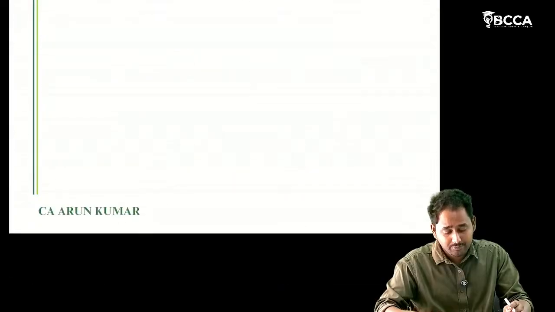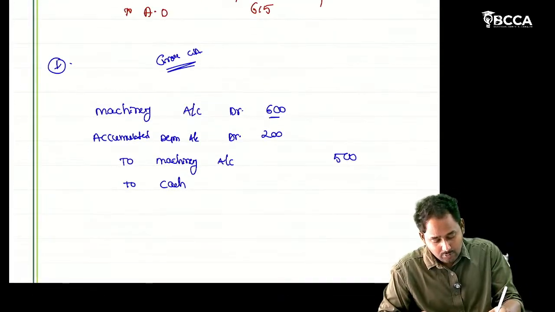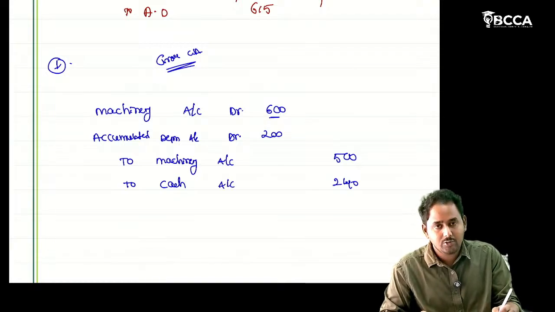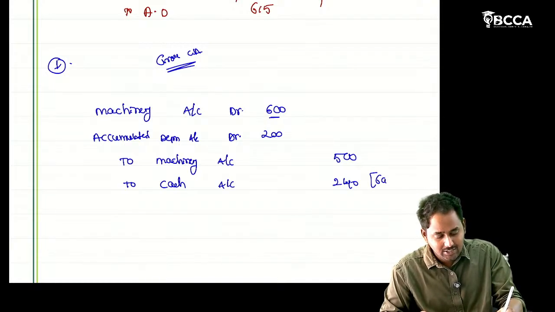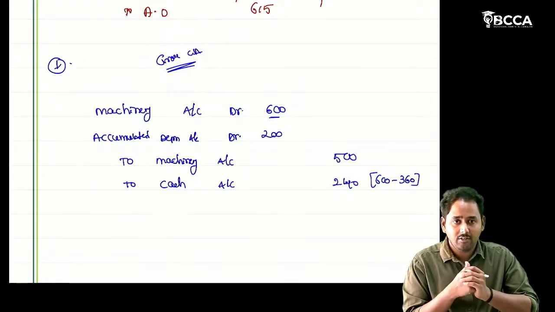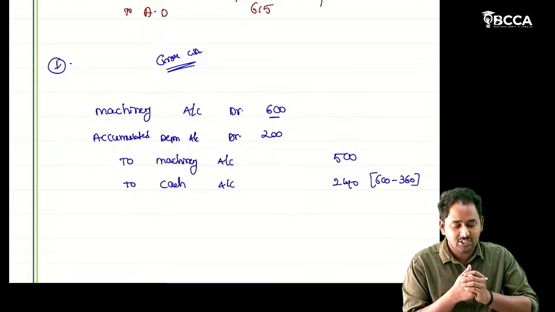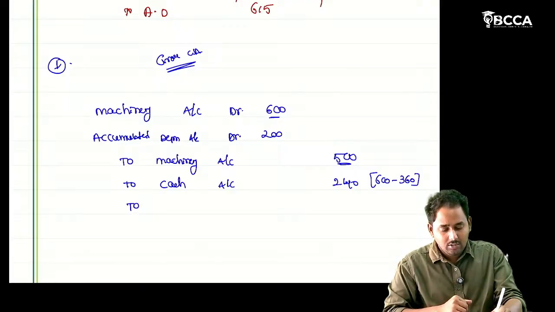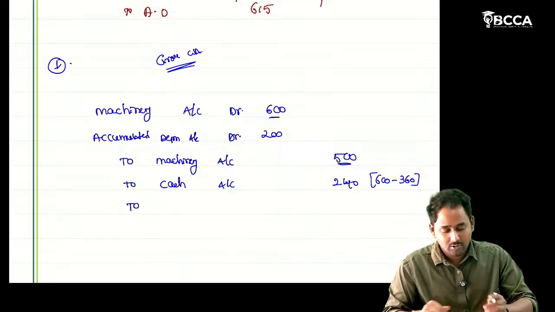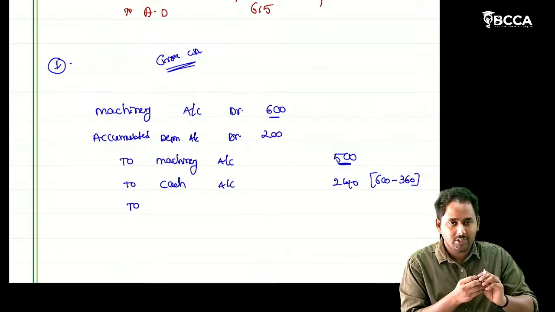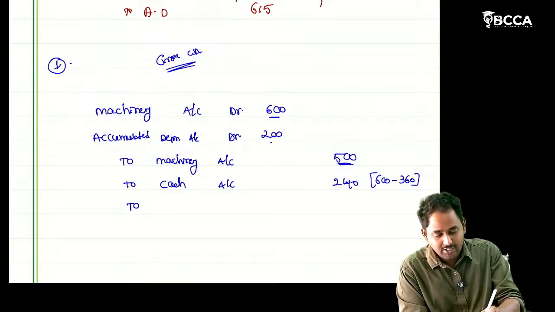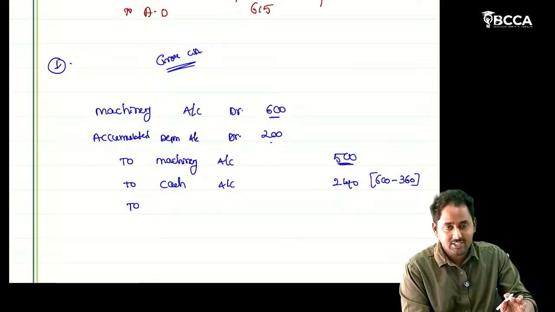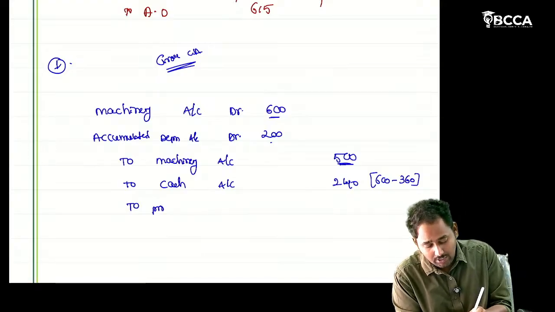240. So how did we get this 240? 600 minus 360, right? Because we are valuing the old component at 360 rupees. So then the old component is already de-recognized. So how much net carrying amount is de-recognized from the books? 500 minus 200, 300. So the remaining 60 is the profit on transfer of machinery.